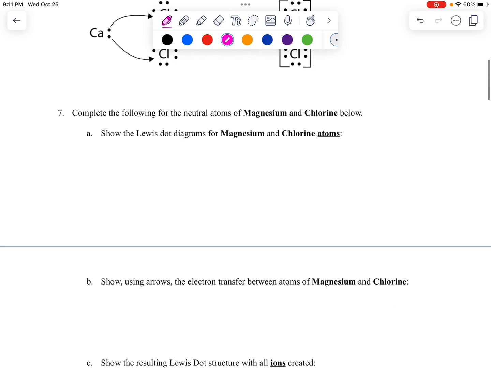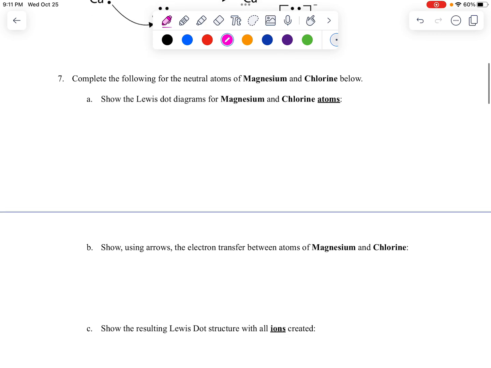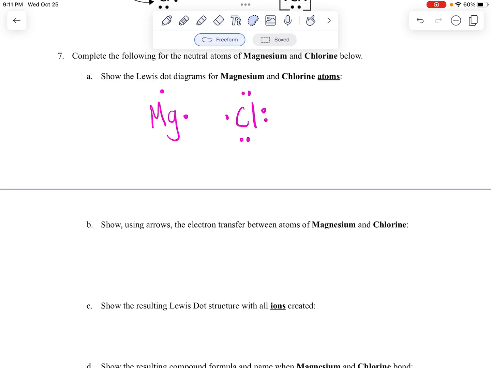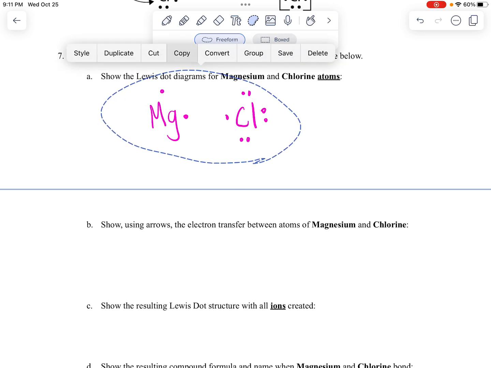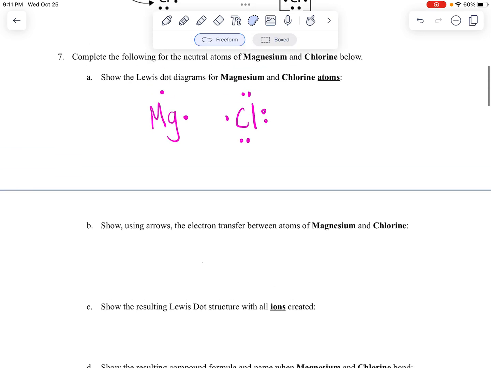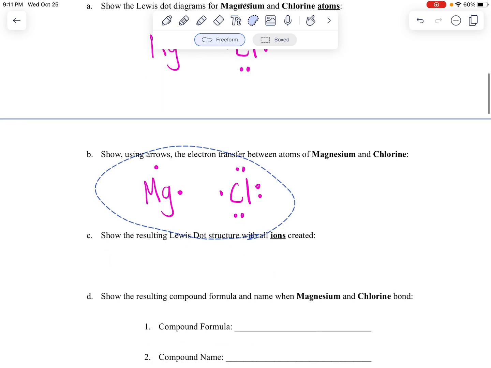All right, moving forward, I have number 7 here, magnesium and chlorine. Show the Lewis dot diagrams for magnesium and chlorine atoms. So I'm going to go ahead and draw magnesium. Magnesium has 2 valence electrons and chlorine has 7. Right, done. That's it. All right, going to go ahead and copy and paste. Here we go.